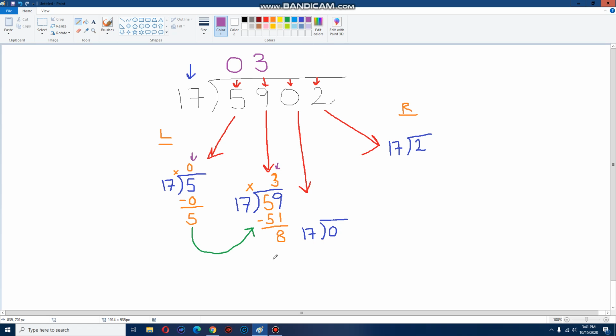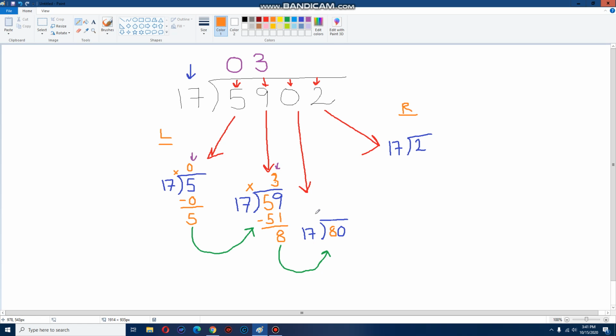Now, going back to our problem again, we have 8. 8 is homeless. 8 has no friends, so 8's got to look for a house to live in. So the closest house is the house belonging to Mr. 0. So Mr. 0 says, welcome Mr. 8, come on in. Let me give you a little space here for you. Here we go. 8 joins Mr. 0, and together they become 80.